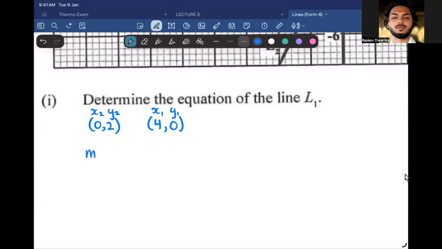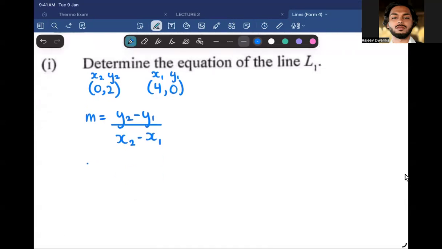And we know that the gradient formula is y2 minus y1, change in y first, over x2 minus x1. You know what change means now, right? It's not always the bigger one minus the smaller one. It is the final point, the second point, minus the first point to find the change between the 2 points. So change in y over change in x.